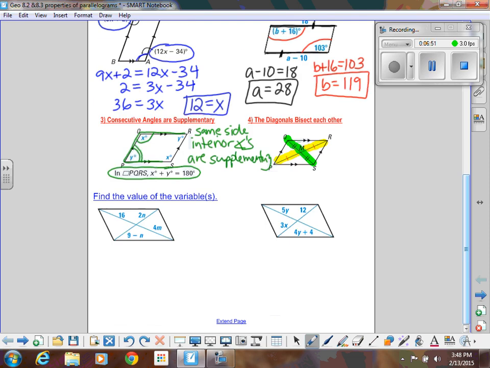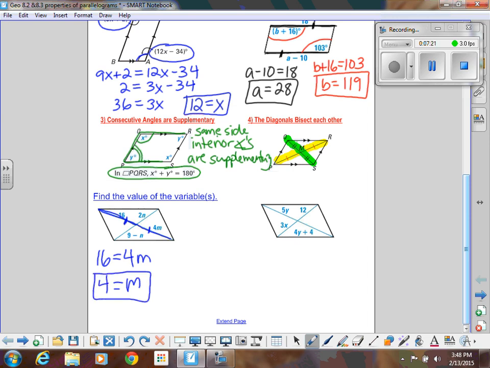So if I am given diagonals of a parallelogram, like I am here, 16 is the half part of this diagonal. So I know the 4m and the 16 are going to be the two equal halves. So I'm going to say 16 is equal to 4m because they are bisected. Those are congruent to each other. And then if I solve by dividing by 4, I get m equals 4.